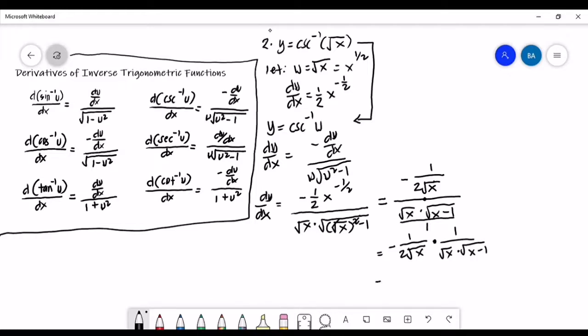So again, we know that the square root of x times the square root of x is equal to x. The square root of x times the square root of x equals x raised to 1/2 times x raised to 1/2, and we know that 1/2 plus 1/2 is 1, so therefore that is equal to x raised to 1, or x. So our answer would be 1 over 2x, the square root of x minus 1. So this is our answer.